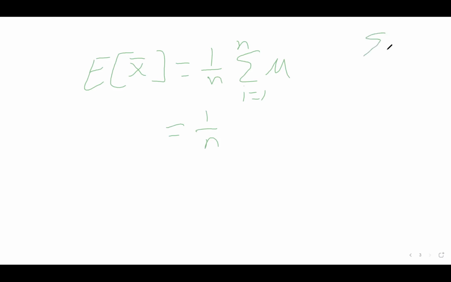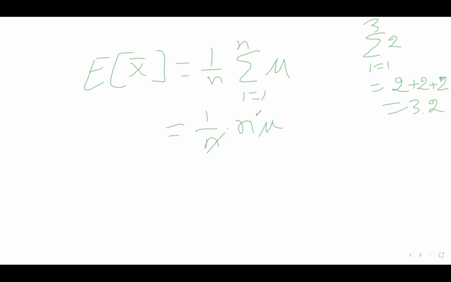For example, if we write summation of 2, i equals 1 to 3, that means we are adding 2 three times. For i equals 1, this is 2. For i equals 2, this is also 2. For i equals 3, this is also 2. So we are adding 2 three times, and we can write this as 3 times 2. Similarly here, we are adding mu n times, so we can just write n times mu.